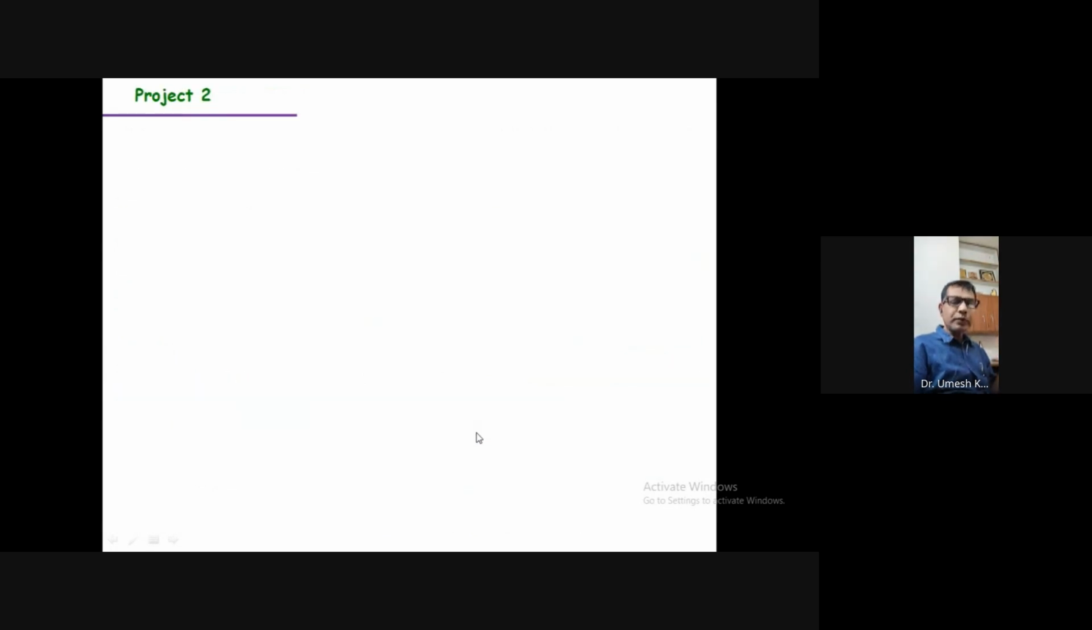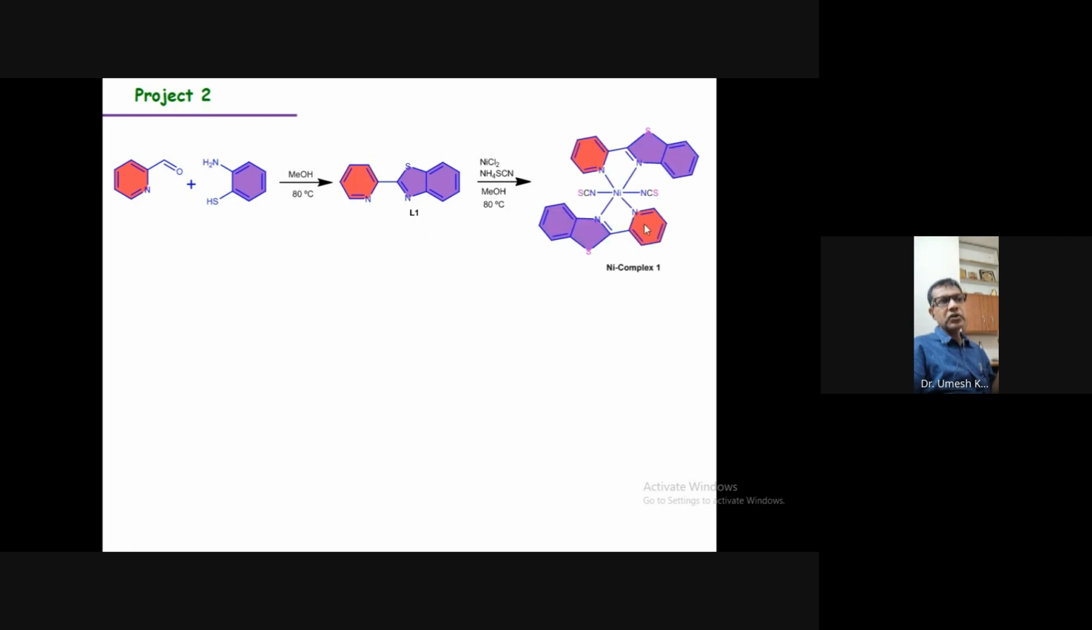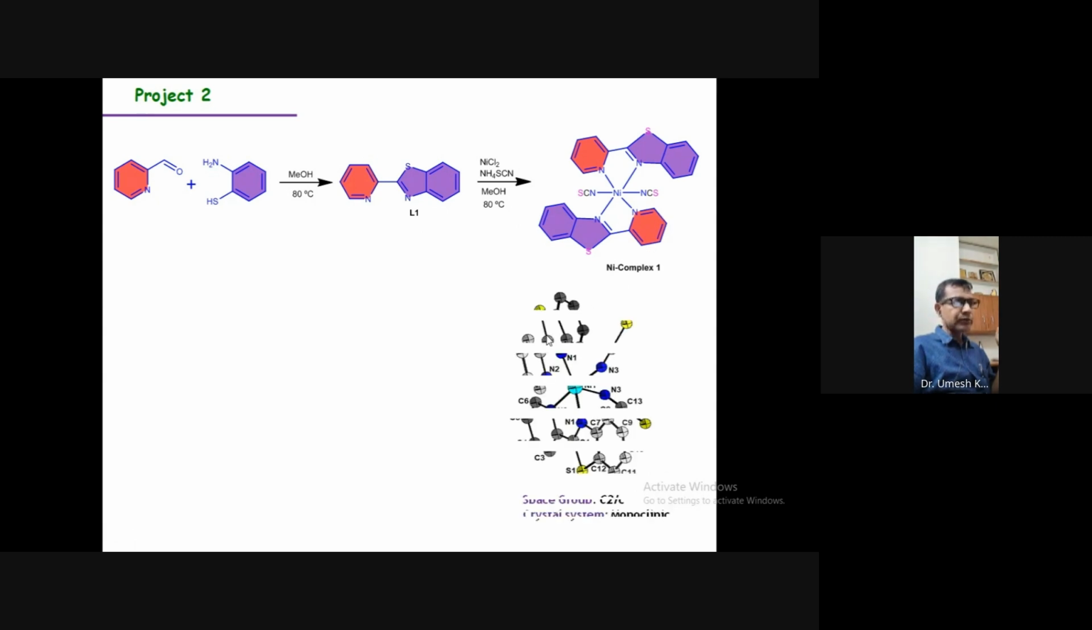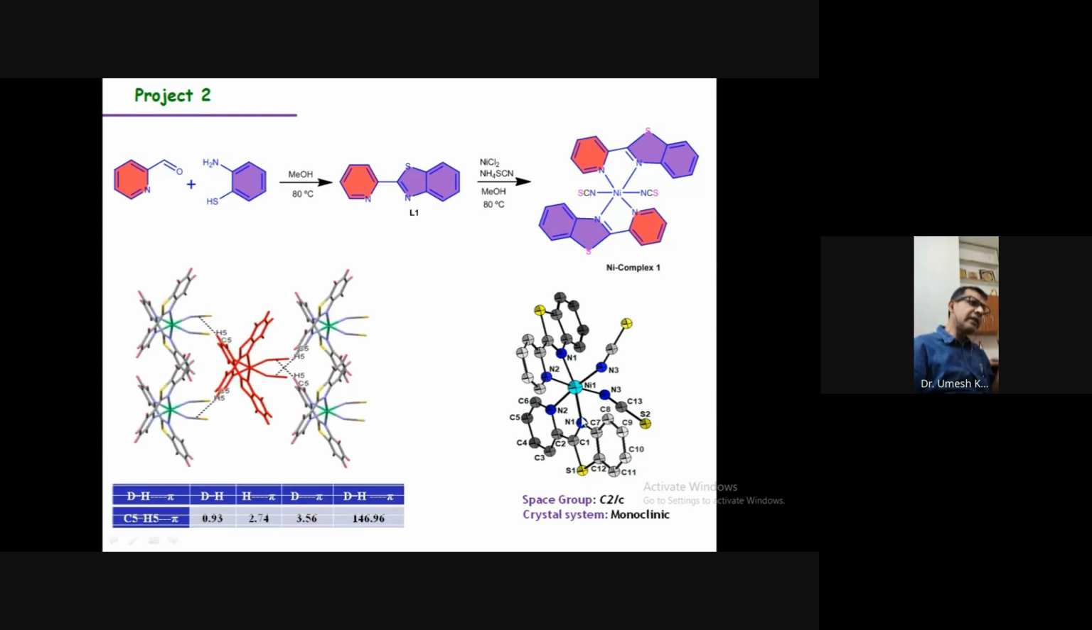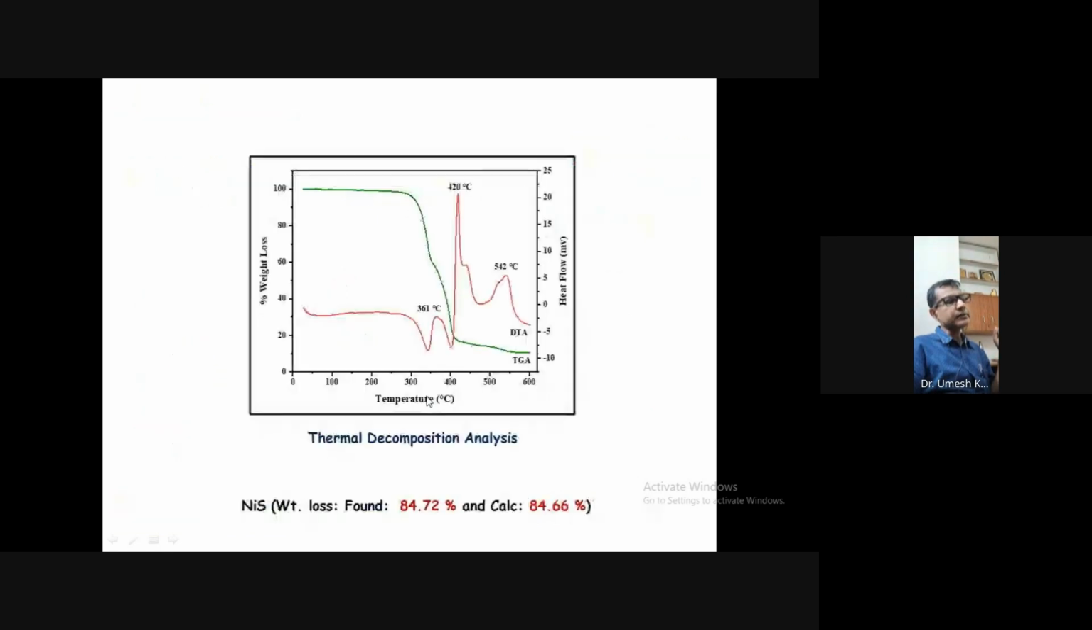The second project here, I'm going to tell you that we have designed a simple ligand by reacting 2-propanedialdehyde with 2-phenylthiophenols, and this has been reacted with nickel chloride in the presence of ammonium thiocyanate in methanol at 80 degrees centigrade. We got this nickel complex with two molecules of ligand and two isothiocyanate groups. This is also characterized by single crystal structure data, and this compound has CH-pi interactions, not CH-O interactions. These are CH-pi interactions within the molecules.